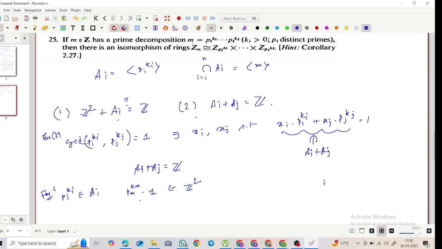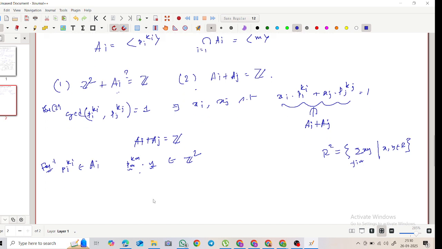What was the definition of R square? R square was defined to be finite sum such that x and y both belong to R, right? So I have taken this element and this element. So this is in Z square.